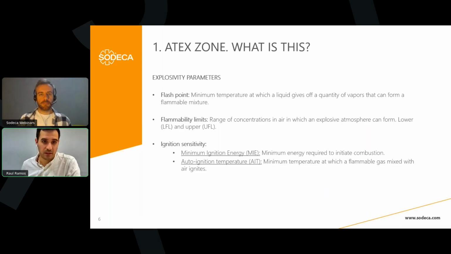And then the last parameter is the ignition sensitivity that is defined by 2 subparameters, which are the minimum ignition energy, which is the minimum energy that you need to initiate a combustion. And then the auto ignition temperature, which is the temperature at which a flammable gas mixed with air can ignite spontaneously.